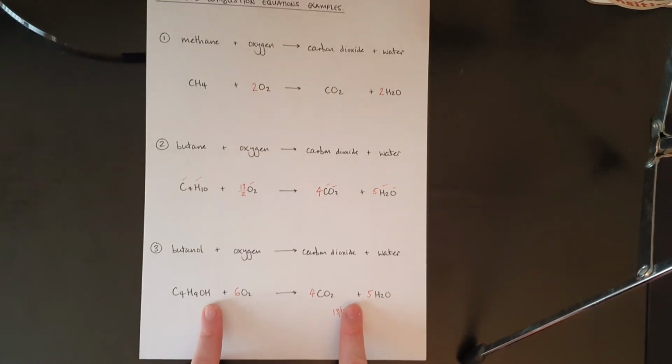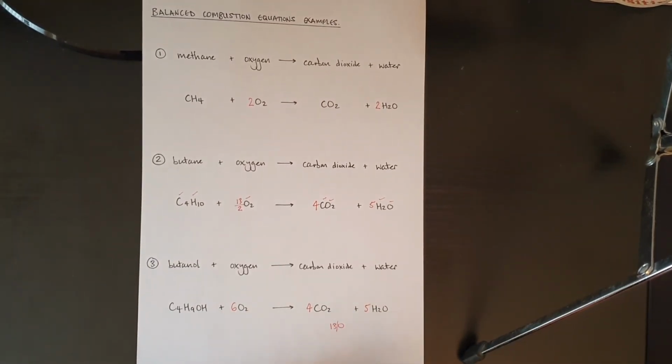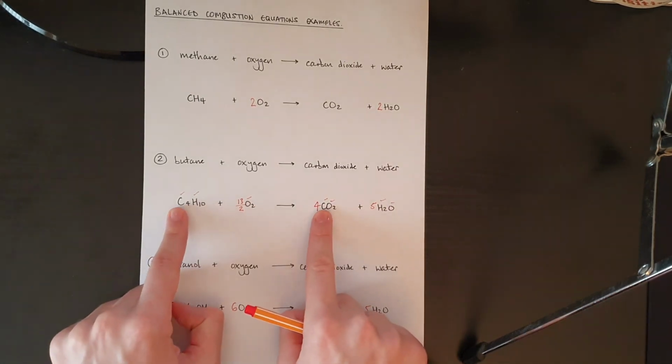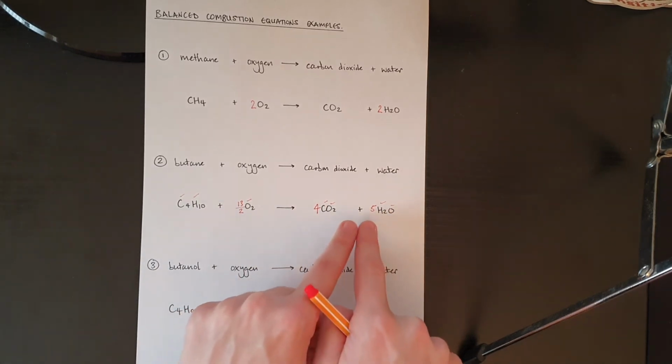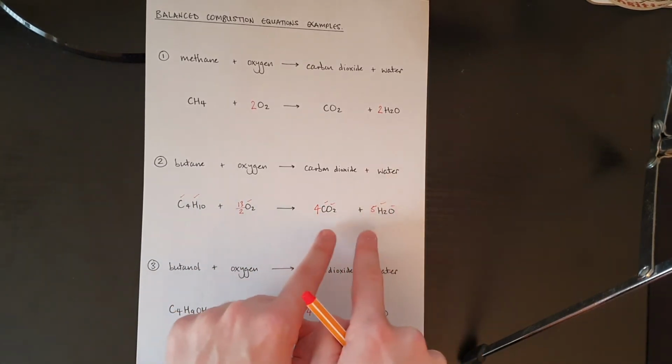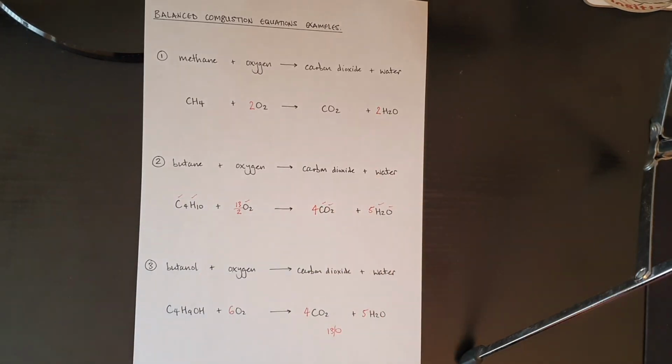So always go through that process for balancing combustion equations. Try and balance your carbon atoms first, then deal with the hydrogens, and then by that point you should have included numbers on both of your new products, leaving only the oxygen left to balance.